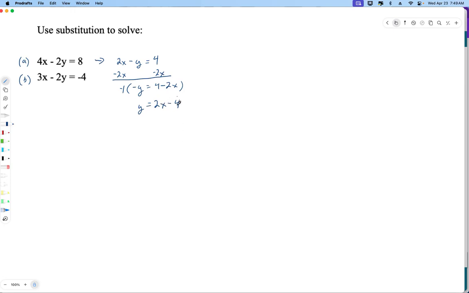So now I have a substitution value for y, and I'm going to put that into b. So 3x minus 2 times 2x minus 4 equals negative 4. 3x minus 4x plus 8 is equal to negative 4. Subtract 8 from both sides. 3 minus 4, that's a negative x. That's negative 12. X is equal to a positive 12 when I multiply both sides by negative 1.